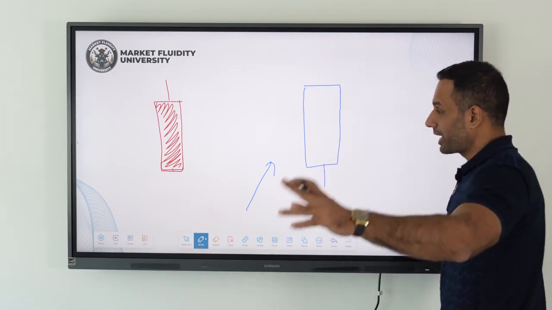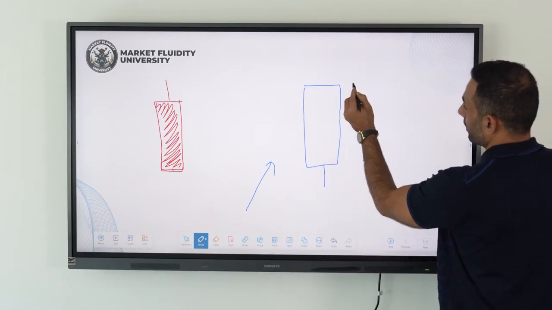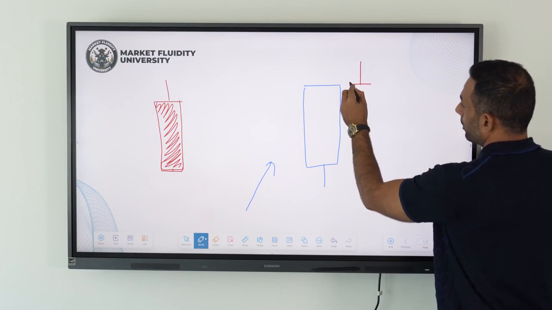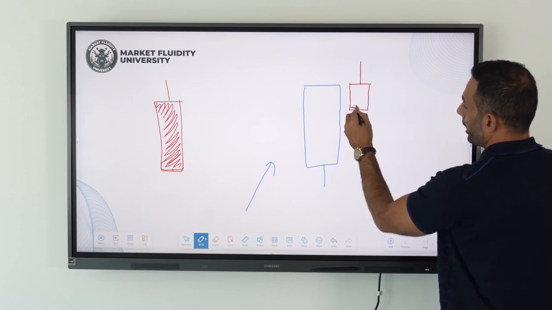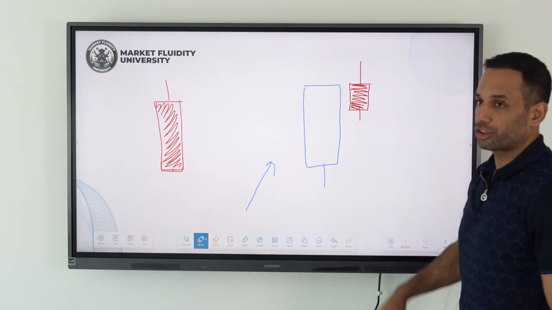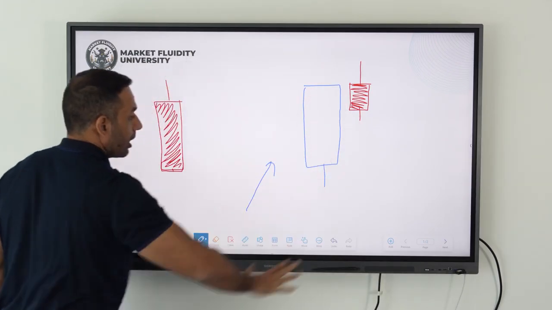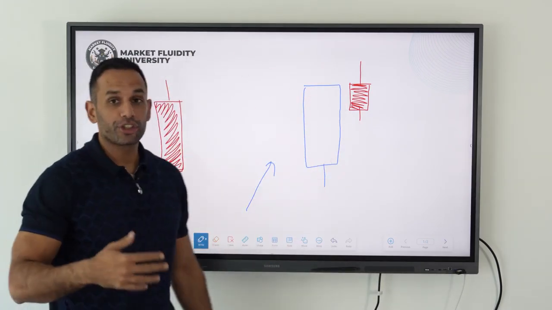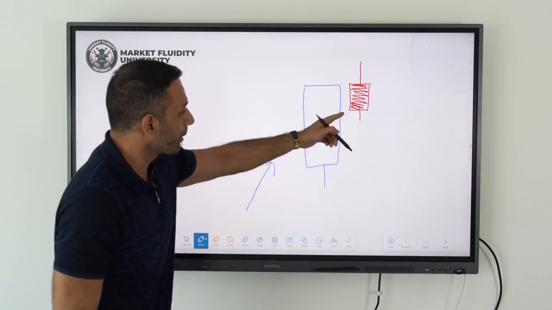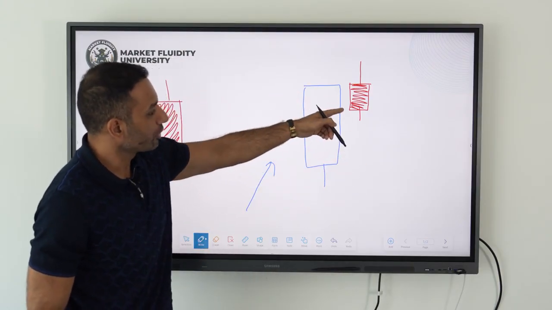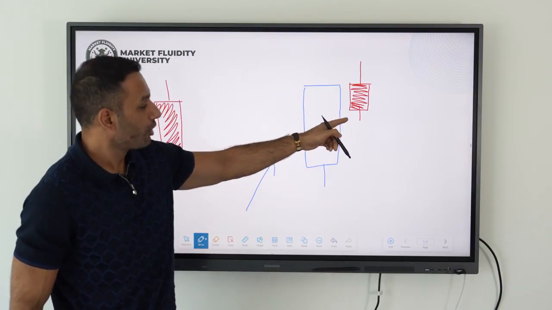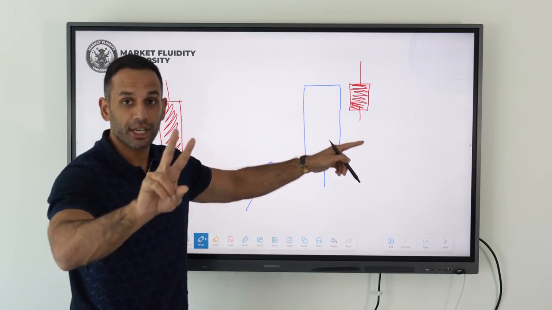Now, the second scenario is that the next candle moves up, but it closes bearish like this, right? Now you have a bearish close at this point, and the trend is bullish. Remember, here we're only talking about when the trend is bullish. So if we're trending bullish and you have a bearish candle closing right there, from this point, two things can happen.